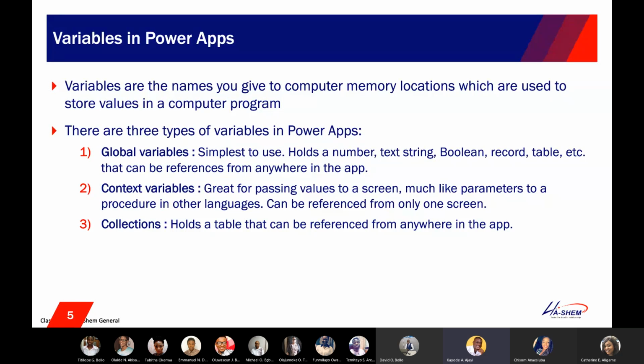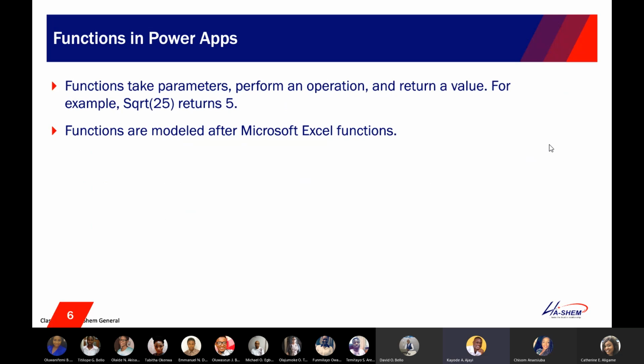So depending on your use case, you might not need to create a global variable. You might just need to use a context variable. Now, finally, collections. Collections hold a table that can be referenced from anywhere in the app. If you're familiar with other programming languages, collections can be compared to something like an array. You can have a form of a table structure using collections, and we're going to see that in action.